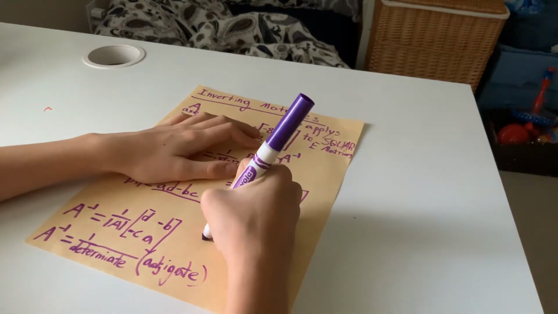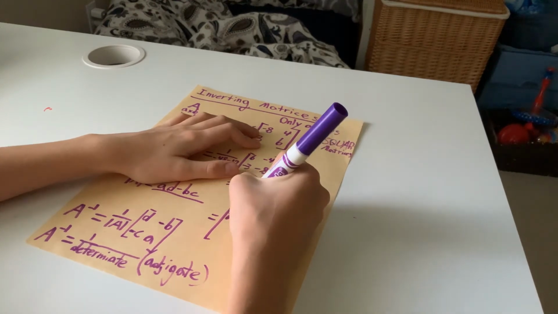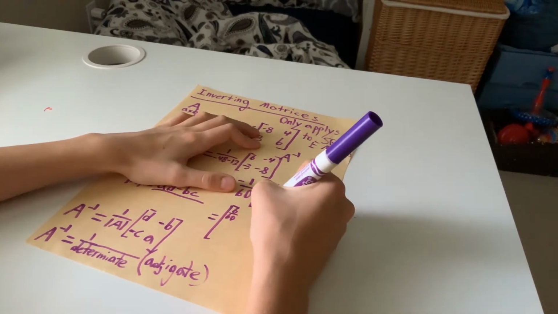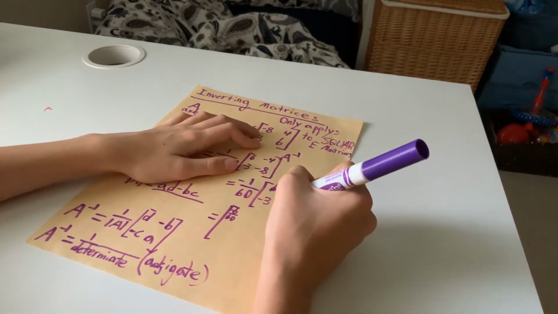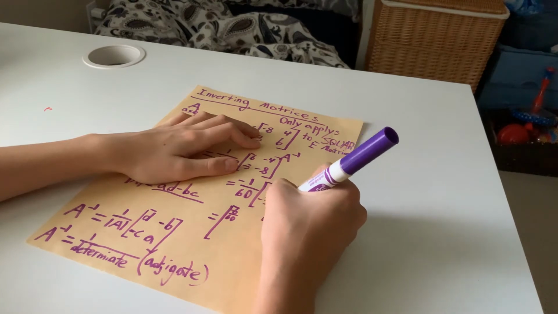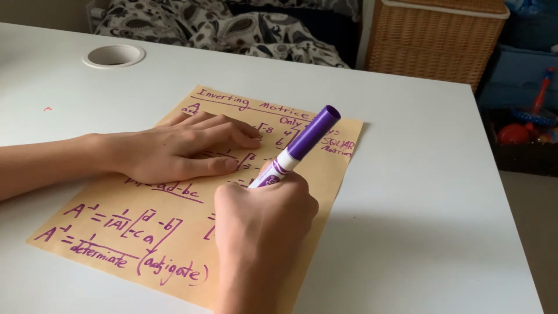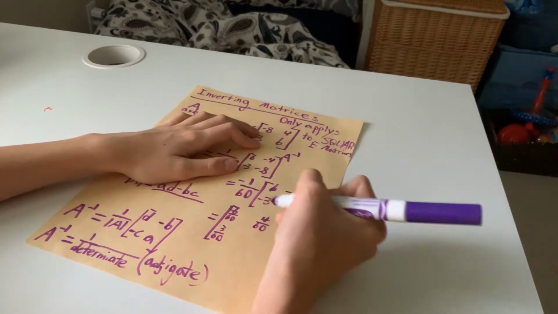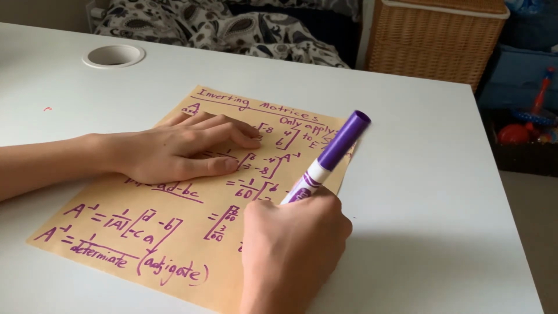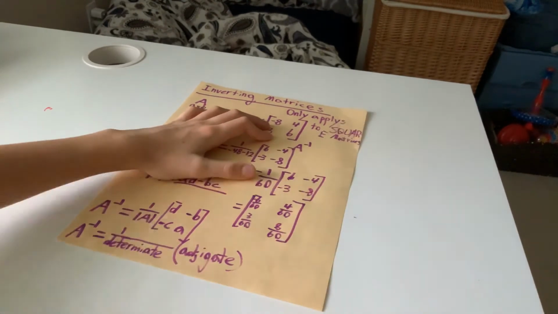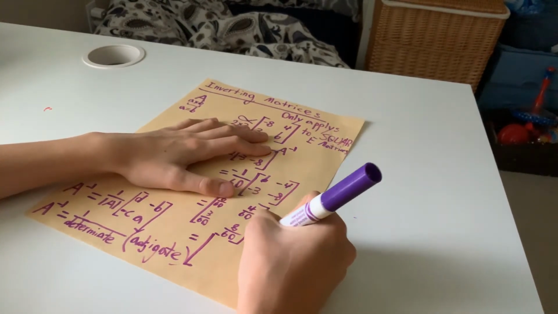We'll simplify this in a little bit. Negative 6 over 60, positive 4 over 60, positive 3 over 60, and positive 8 over 60. Right? Negative times negative makes positive. So now let's see how we can simplify this.